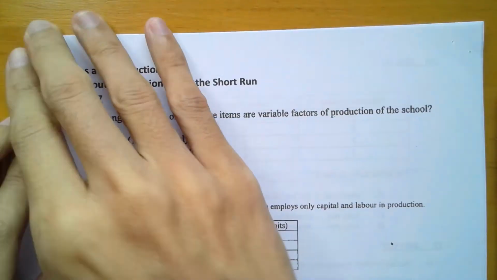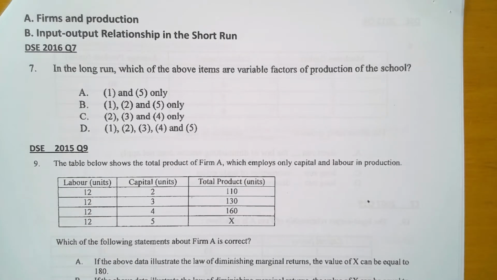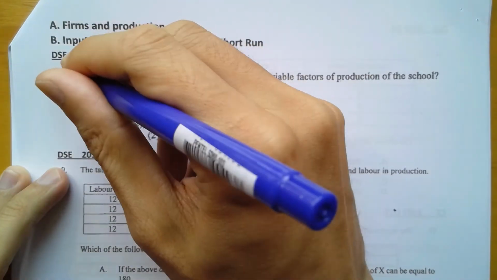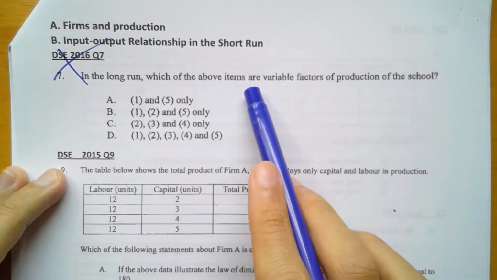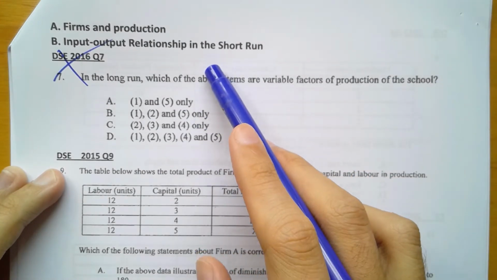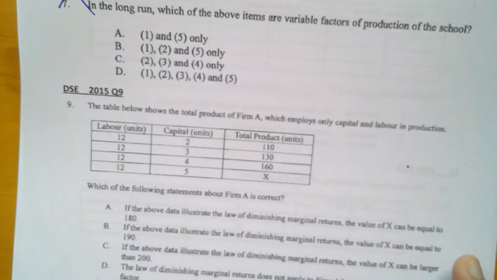Okay, first of all let's look at short run and long run. Some questions are related to the definitions of short run and long run. For the first question, we cannot do it because in the long run we should have no fixed factors, only variable factors. How do I know? I don't even have 1, 2, 3, 4, 5. So let's skip it. Now next question here.